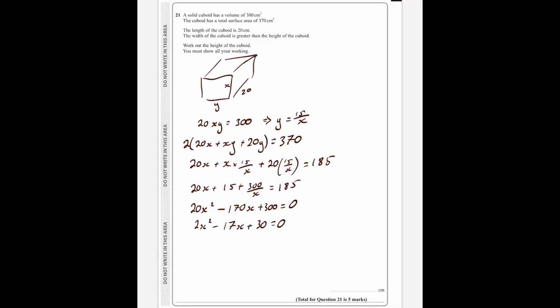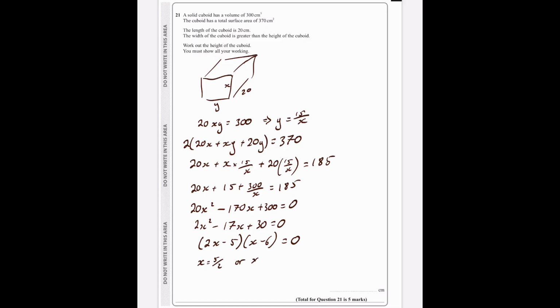Everything there is divisible by 10, so let's divide everything by 10. 2x squared minus 17x plus 30 equals 0. So it's going to be a 2x and an x, and then a 5 and a 6. Make sure you pair them up carefully. 2x minus 5 times x minus 6 equals 0.